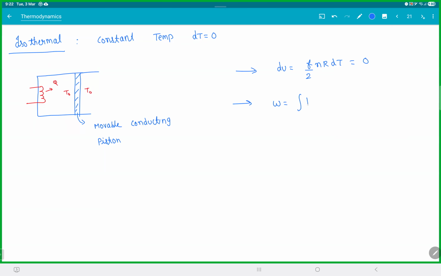Work done is the integral of P dV. We know this is nRT by V into dV. Since temperature is constant, you end up with nRT ln(V final by V initial). This is your work done. Sometimes you'll get it like 2.303 nRT log(V final by V initial). So ln is base e and log is base 10.